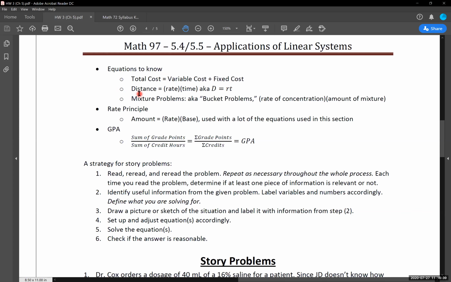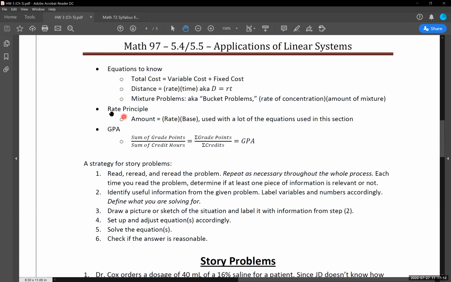We might also have our distance is equal to rate times time, aka our DIRT problem showing up for us. So again, this could make a return. Mixture problems, also known as bucket problems, is just one of the ways you can organize it for yourselves. So the rate of concentration of something multiplied by the amount of mixture that we have in total. Again, we'll see some examples of a couple of these problems down below here. These are all problems that we have at least seen once or twice before this in previous chapters.